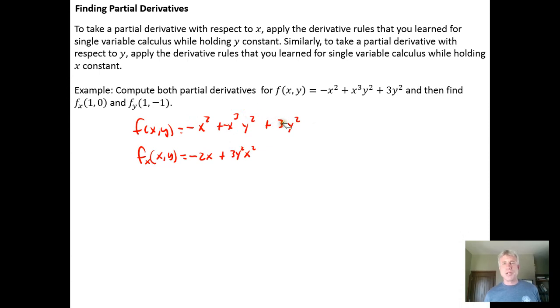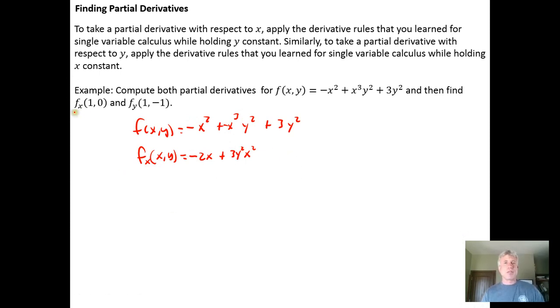And then for the last term, because it has no x in it and we're treating y as if it's a constant, 3y squared is a constant when taking the derivative with respect to x. The derivative of 3y squared is just going to be 0. The derivative of a constant is 0. So here's the partial derivative with respect to x.